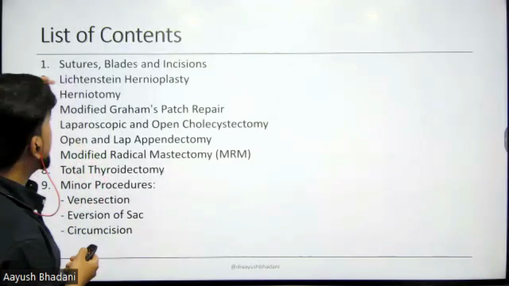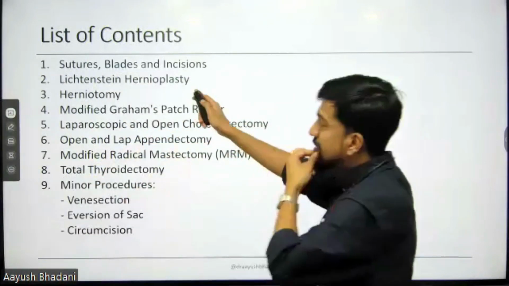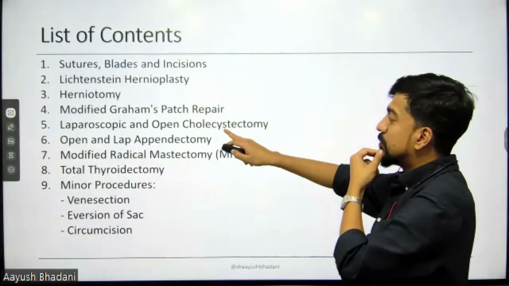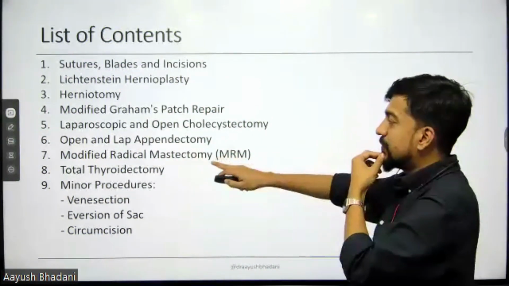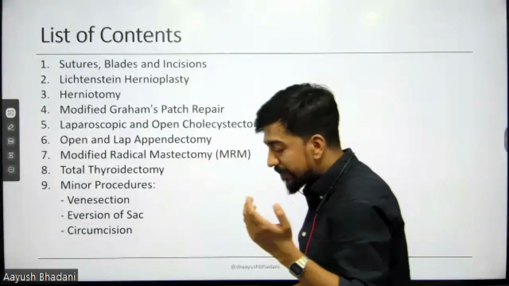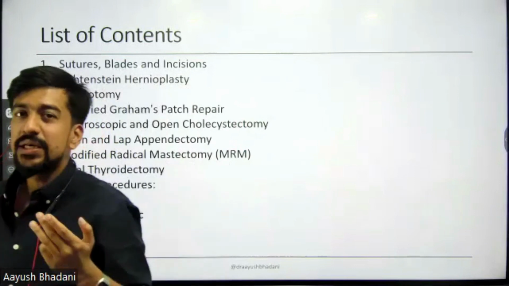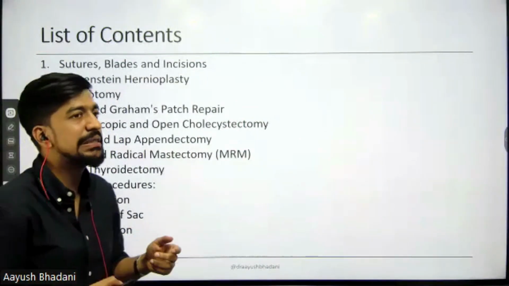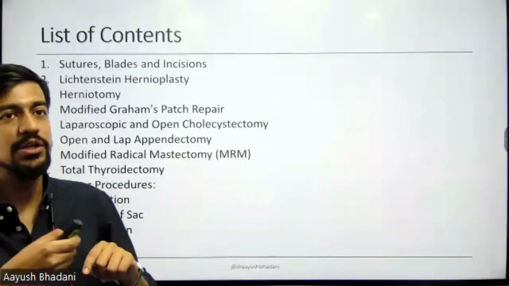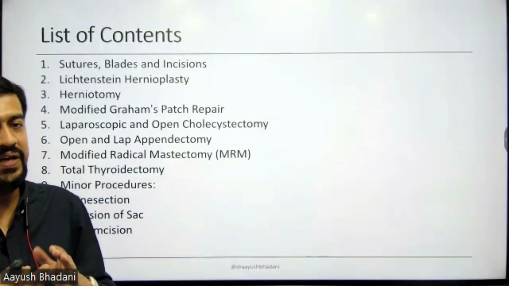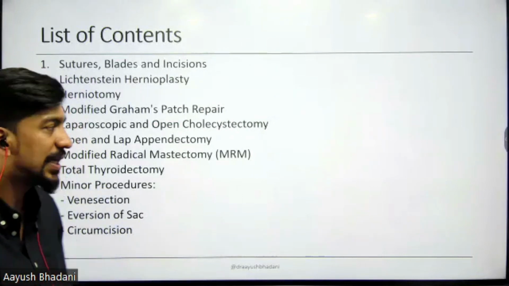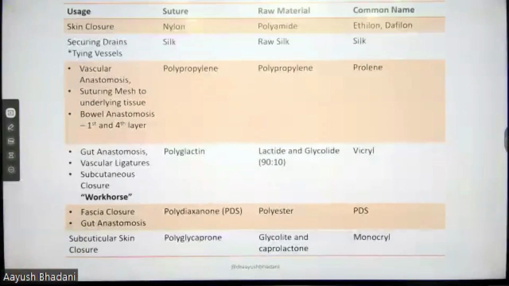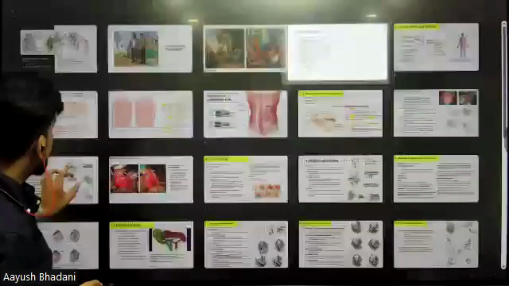So we did sutures, blades, and incisions. Lichtenstein hernioplasty, herniotomy, Graham's patch, lap and open Foley, open and lap appendix, MRM, total thyroidectomy. Now we are left with three important minor procedures. I expect you to read the other minor procedures like abscess drainage and removal of an ingrown toenail. They are very well written in ML or any of the other books, Arthur's book. You just go ahead.